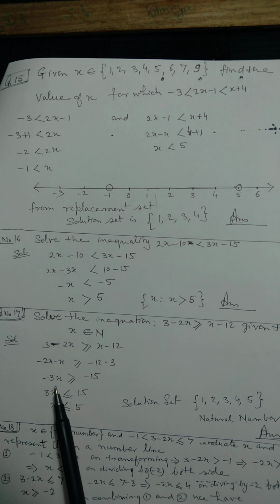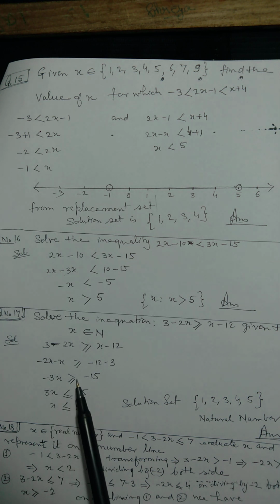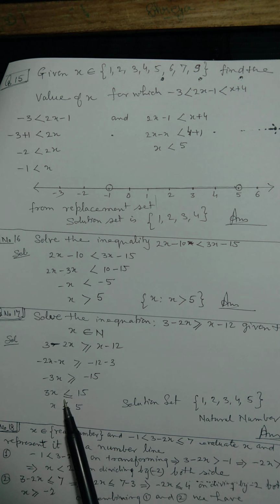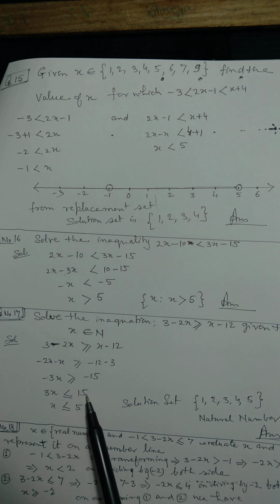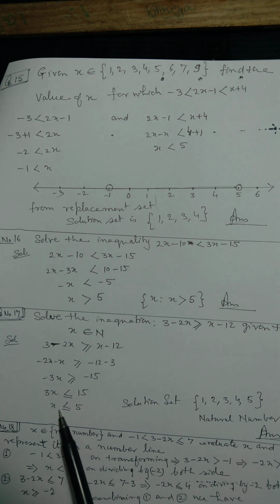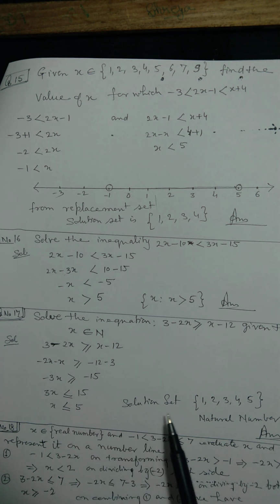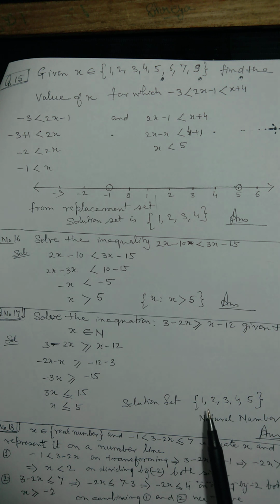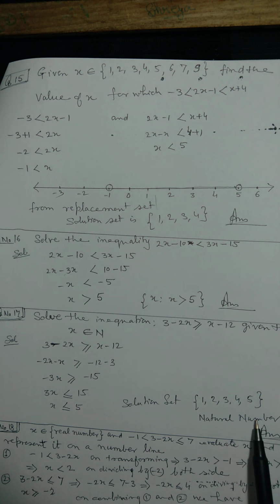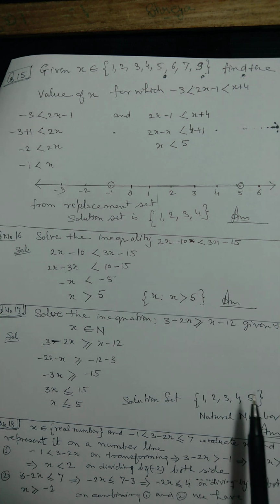So in order to remove the minus, what I have done, I have multiplied by minus 1. As soon as you multiply with a minus number to both the sides, the sign of inequality will be changed. Here it is greater than or equal to, now it has become less than or equal to. So 3x is less than or equal to 15. So x is less than or equal to 5. Solution set will be 1, 2, 3, 4, 5. These are the natural numbers, and this will be the solution set of the question number 17.